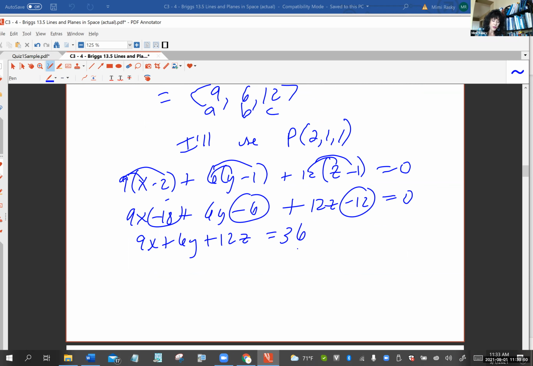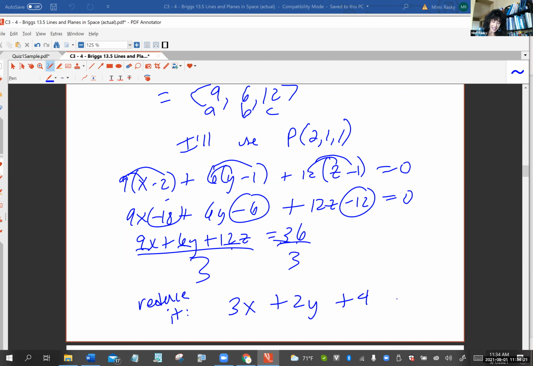Now, I'm not going to give you full credit for this answer. Wait, what? I would if all 3 of these numbers didn't have a common factor. I'd say you're done. But I think 9, 6, 12, and 36 all have a common factor. What's their greatest common factor? 3. Yeah, so if I divide both sides of the equation by 3 and reduce it, it'll look prettier. So that's my claim here.